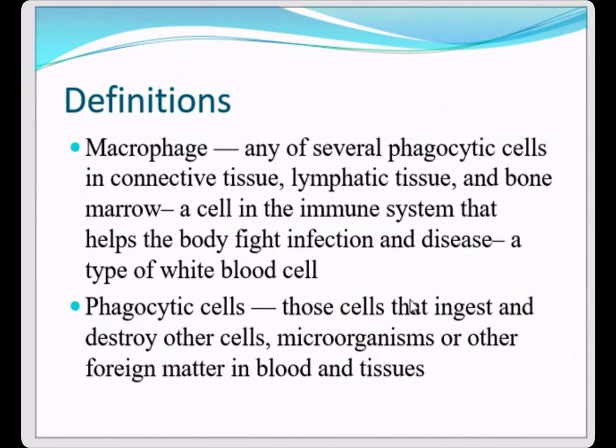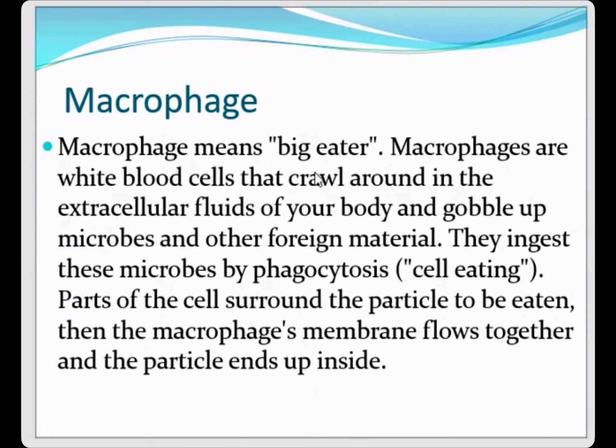Another is two different types of cells, especially macrophages. The macrophage is a type of white blood cell. This can help the body fight infections and disease. We also call macrophages big eaters. This big eater crawls around the fluids of our body and ingests microbes.